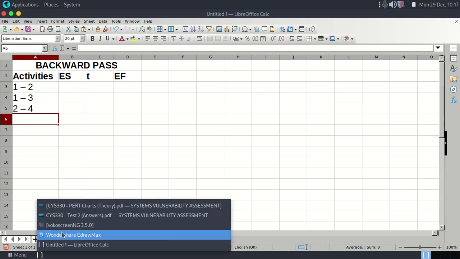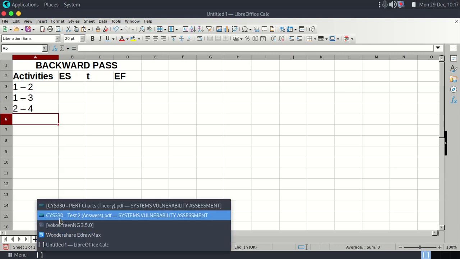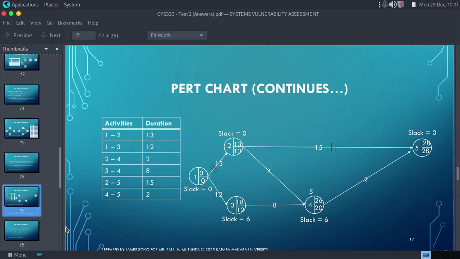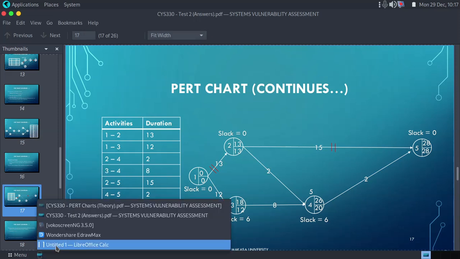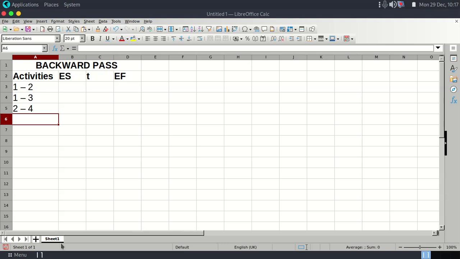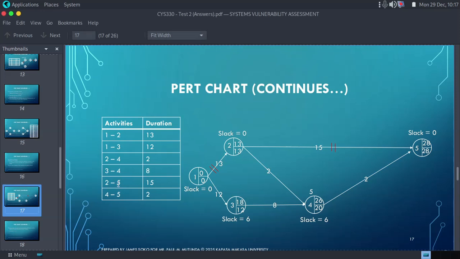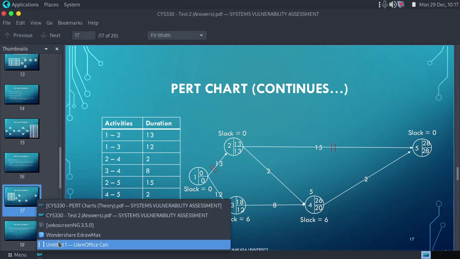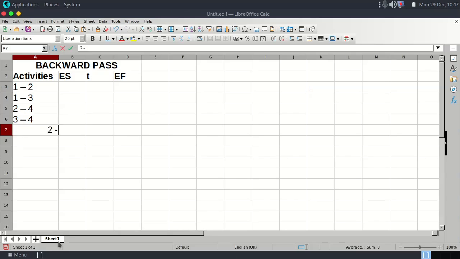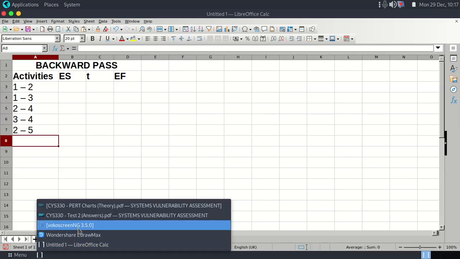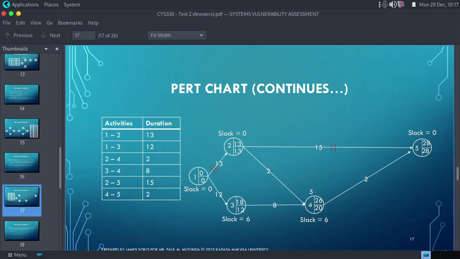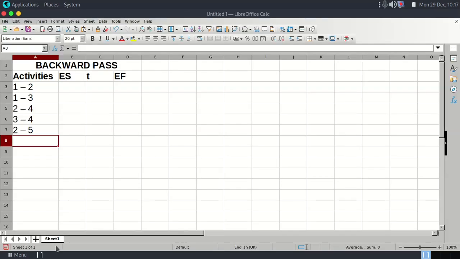Then the next activity which we have is 3 to 4. So say 3 to 4. Then the next activity we have is 2 to 5. So we say 2 to 5. Then the next activity we have is 4 to 5, which is the last one. We say 4 to 5.